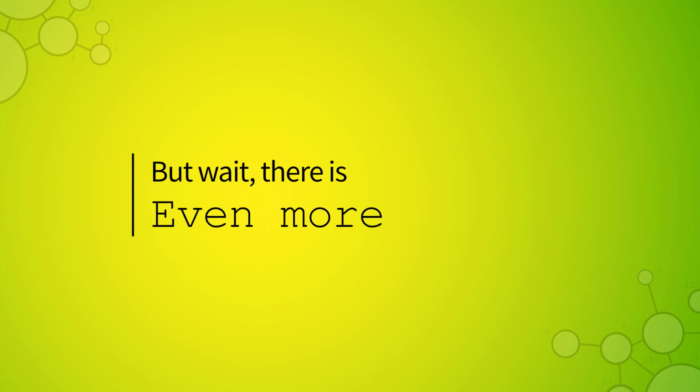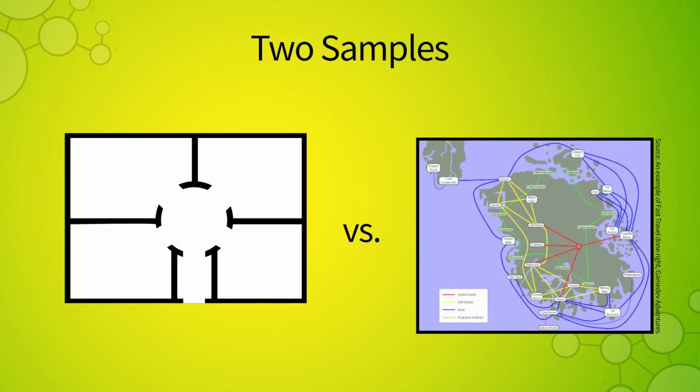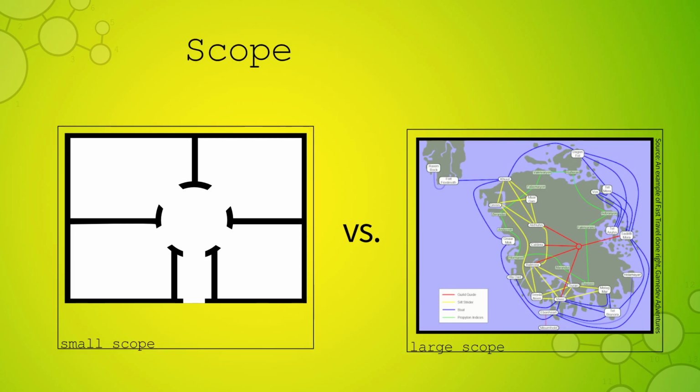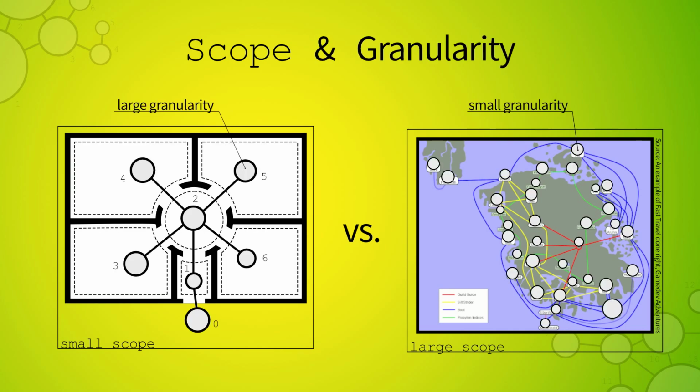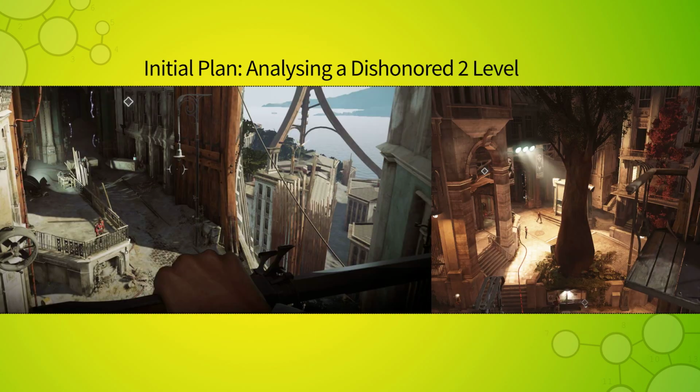Which one is best suited depends on two fundamental aspects of the sample. The first concerns the size of the observed game space, which I call the scope. Do we look at a single house or an entire island? Generally, the larger the scope, the more data is collected. The second aspect is the size of the collected data points, which I call granularity. Does a data point represent a room or a whole city? Again, the more granular a sample is, the more data is recorded.